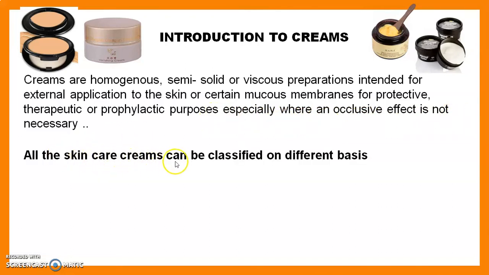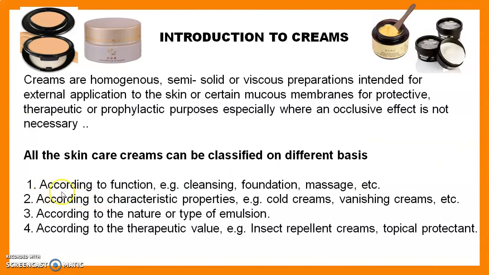All the skin care creams can be classified on different bases. First of all, according to the function, for example cleansing cream, foundation cream, massage cream. Then according to the characteristic properties, for example cold cream, vanishing cream, etc. Then third, according to the nature or type of the emulsion. Then last, according to the therapeutic value, for example insect repellent cream, topical protective, etc. These are all the types of creams. Then we see them one by one.